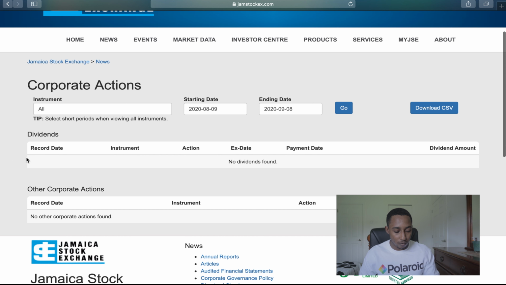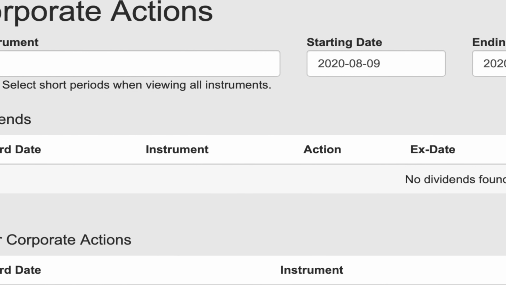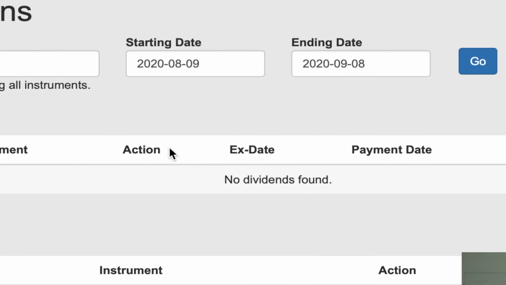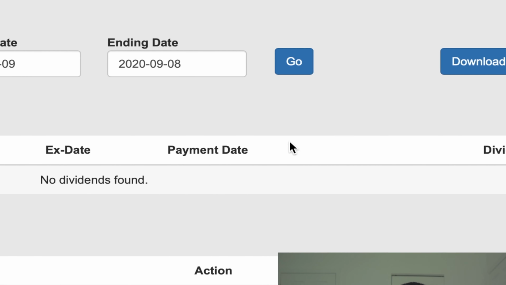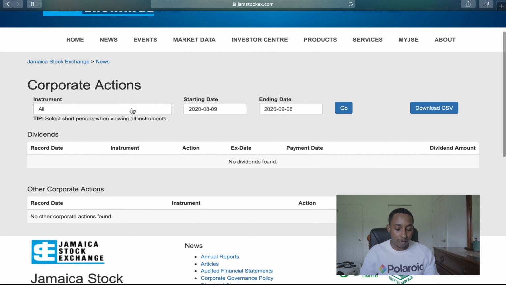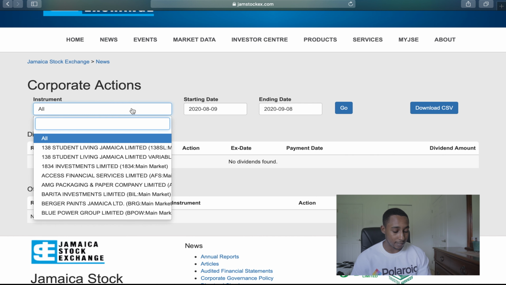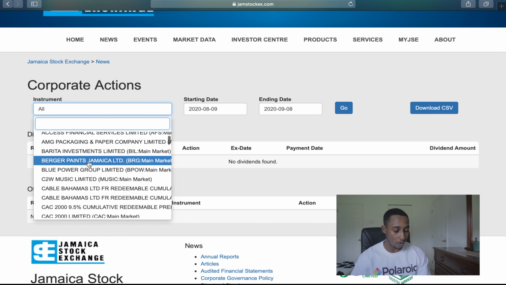And as you can see, scrolling down, you have dividends. That's a dividends banner right here where you have the record date, instrument, action, ex date, payment date, dividend amount. Instrument is basically the stock name, the ticker symbol, the stock instruments. That's another name for them also guys. So the instrument that we're going to do today, for example, will be Scotia.